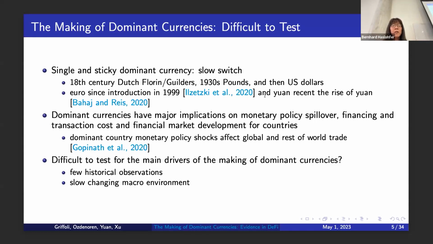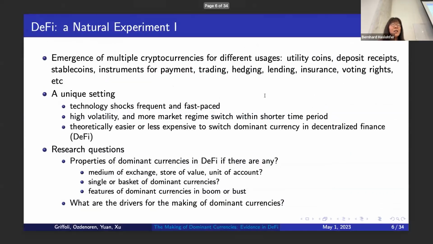So how do we learn about the main drivers of making dominant currencies? Very difficult using historical data, mostly because the macro environment is very slow changing. And then we turn to DeFi. It's an area that is very unique. There are lots of currencies.